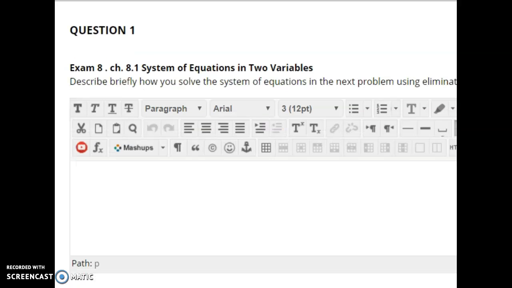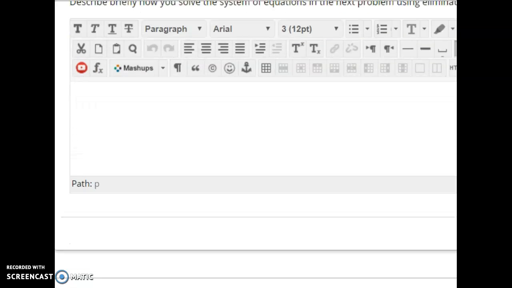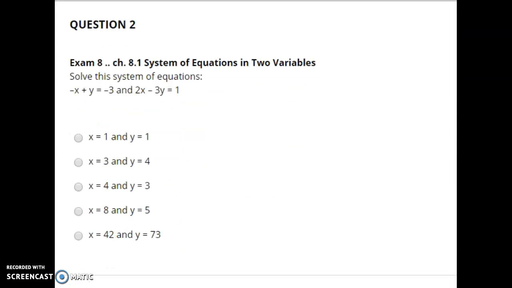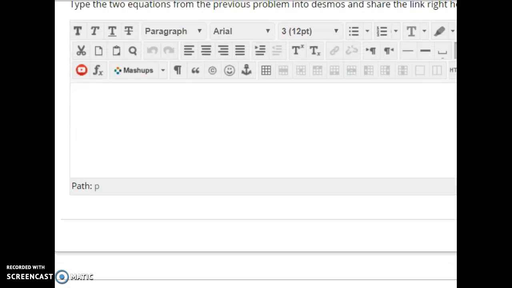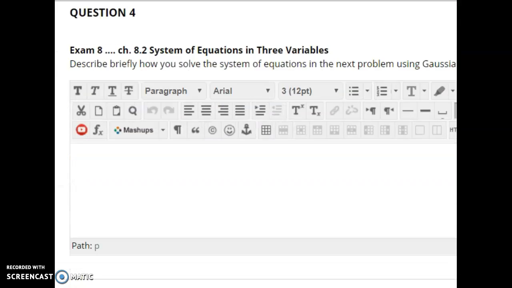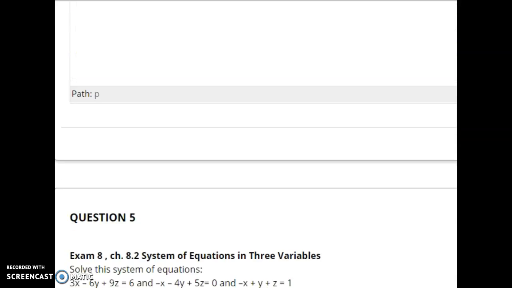Describe briefly how you solve the system of equations in the next problem using elimination. So then here's question 2, where you're actually supposed to do that. Notice it's a multiple choice question, while the first one is a short answer. And then there's a follow-up question to that. And when I go through the study hints in this video, you will see that I covered these questions as well. Okay, so that was from 8.1, 8.2, equations in 3 variables, again, short answer.